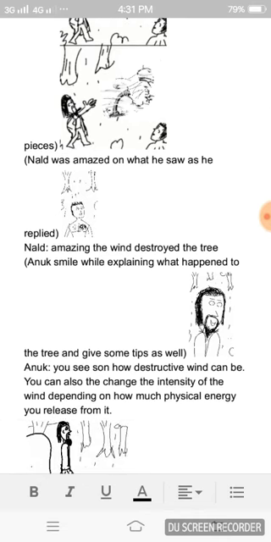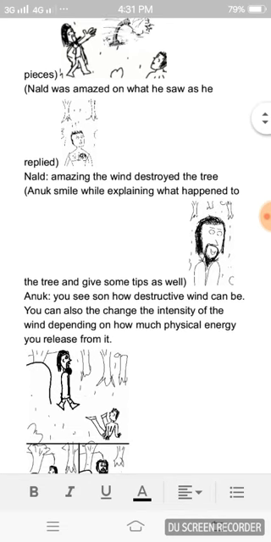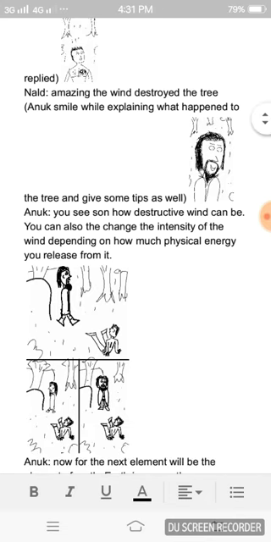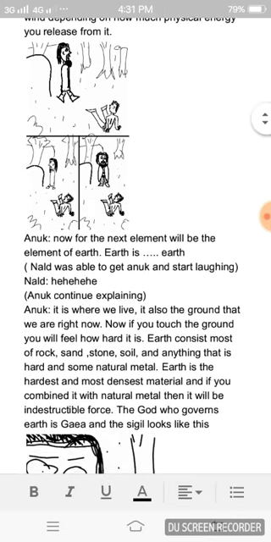Anuc smiled while explaining what happened to the tree and gave some tips as well. "You see, son, how destructive wind can be? You can also change the intensity of the wind depending on how much physical energy you release from it."